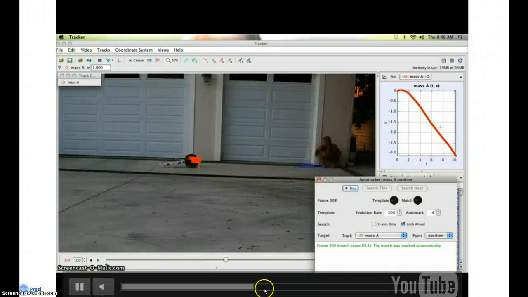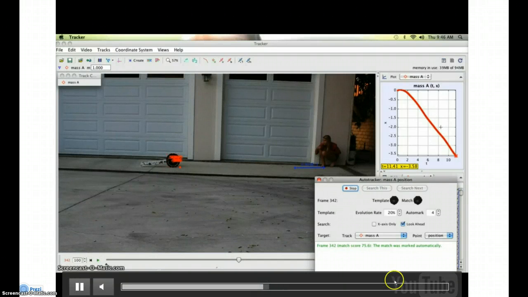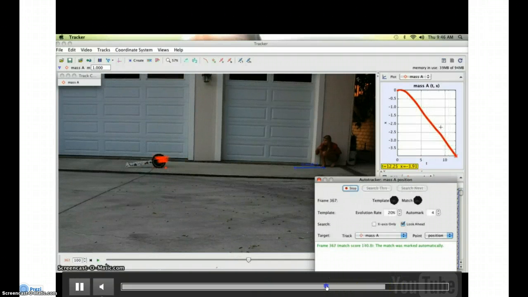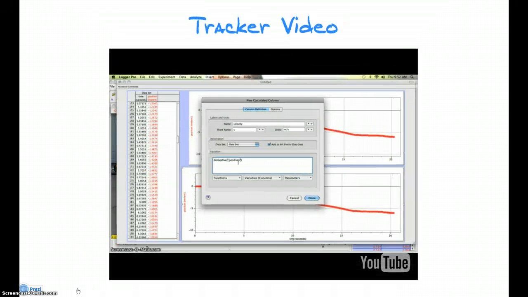I'll fast forward because we don't need all this, and it'll waste my time. Yeah, we get pretty good data. And then about here, I'm guessing. Okay, well we put it all into Logger Pro, so I'll just go and explain that next.